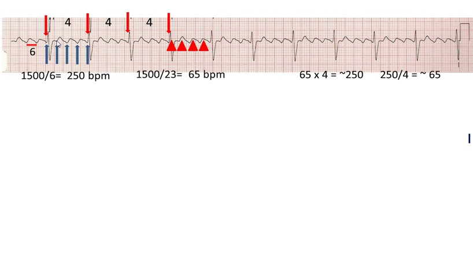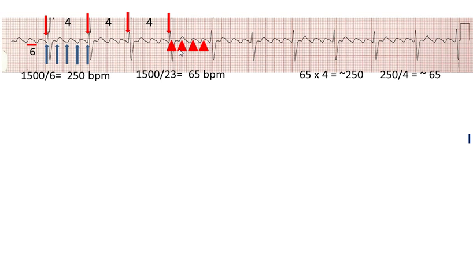This will be your first flutter wave, your second flutter wave, your third flutter wave, and we're back to the starting point, fourth. A 1, a 2, a 3, a 4, done. A 1, a 2, a 3, a 4. Here I've marked them for you. Here's the first one, here's the second one, here's the third one, and the fourth one.